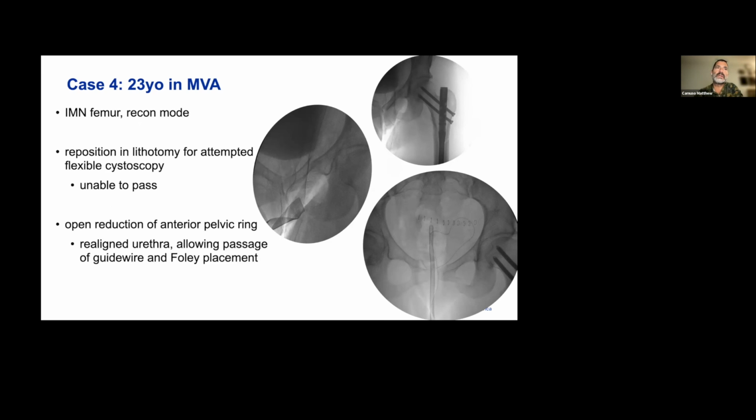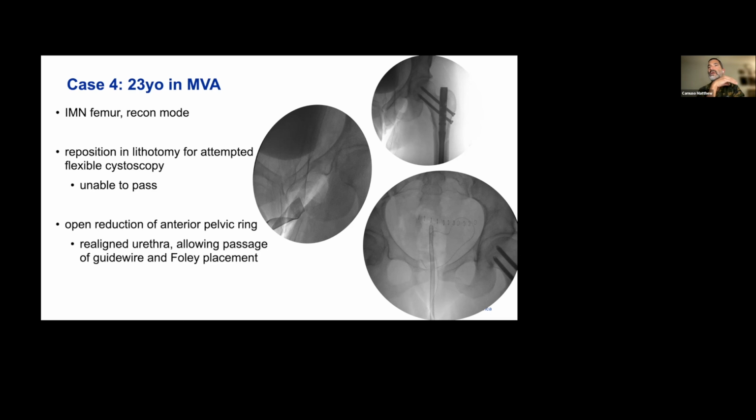And so we looked at each other and said, I know that I can help you here if you just let me reduce the front of the ring. And so together we did a Pfannenstiel exposure, and they were kind of surprised because they'd never really done it before. And just by reducing this ramus here and turning it into a ramus that looked like this, it lined up the urethra once again so that they could pass the cystoscope and identify that there was no injury to the bladder. It was simply a urethral transection. And then all she needed was a Foley.